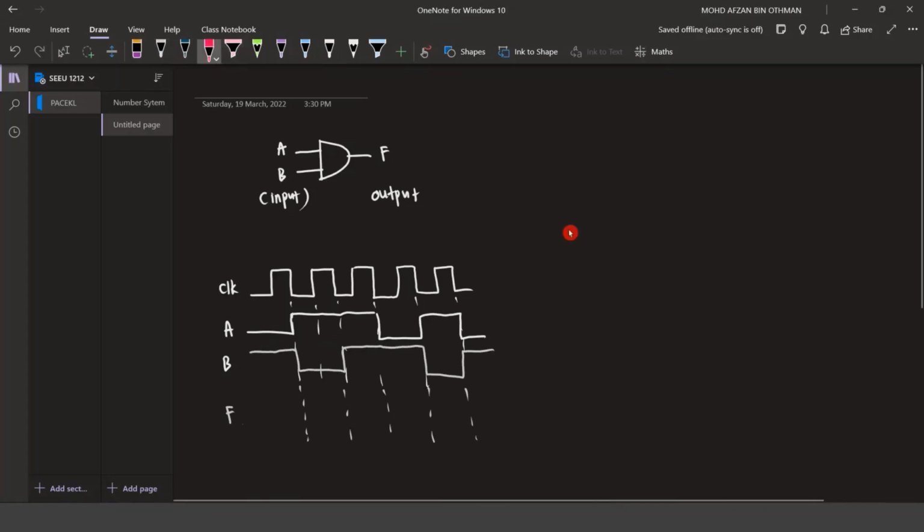Okay, so first you must identify what this logic circuit is. Which gate are we using here? By looking at this symbol, you know that this is an AND gate, where you have 2 inputs A and B, and 1 output F. Before we get the timing diagram of F below, you must first know the truth table of this logic gate, the AND gate.